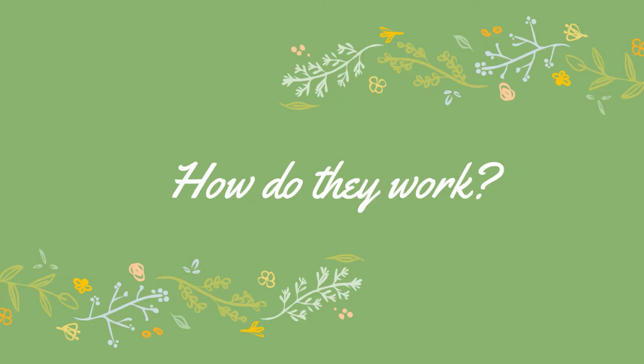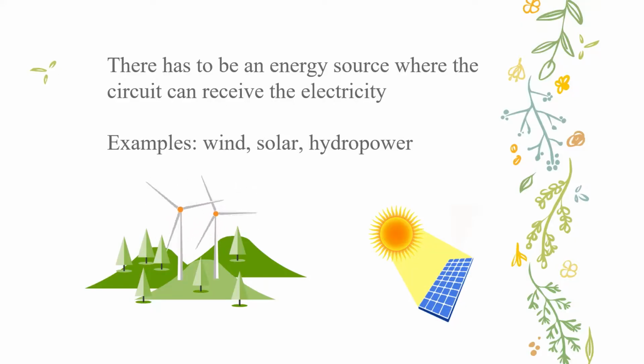How do circuits work? There has to be an energy source where the circuit can receive the electricity. So if you see those really big windmills or you see solar panels on top of someone's house, they're getting energy so that they can power their homes.